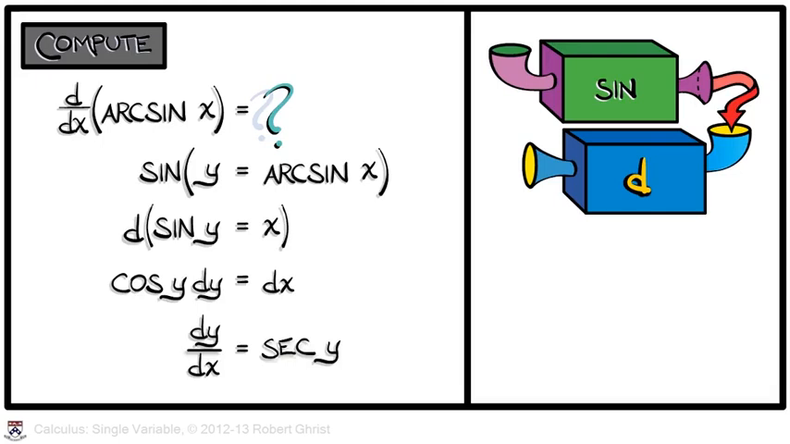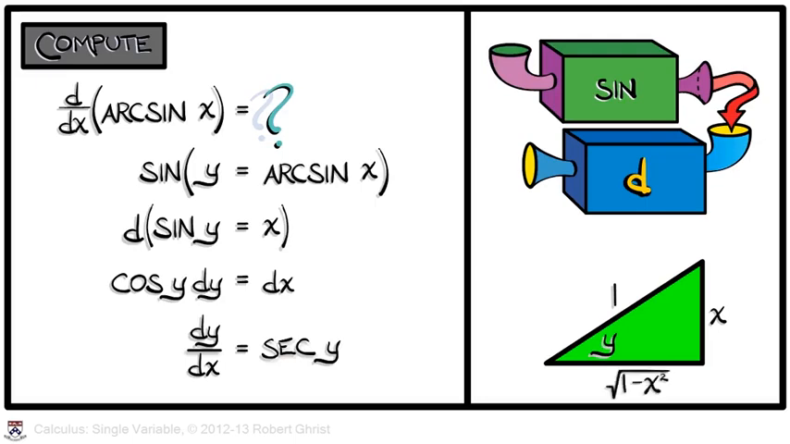Now that is not exactly the form of the answer that we want, so we need to do a little bit of trigonometric manipulation. Given the right triangle with angle y, since the sine of y is equal to x, we could assume that the opposite side length is x and the hypotenuse is 1, meaning that the adjacent side length is root 1 minus x squared. This allows us to compute the secant as 1 over the square root of 1 minus x squared, and that indeed is the derivative of arcsine.